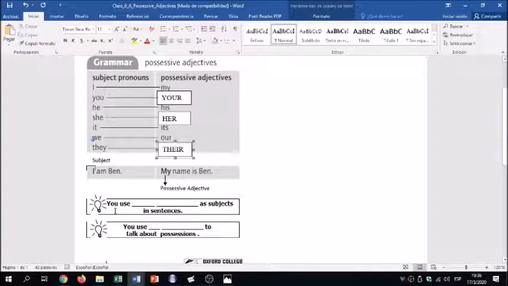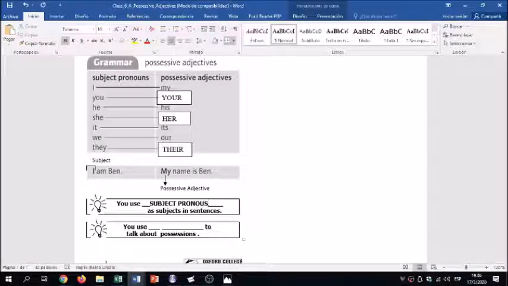Now, here we have two sentences that we have to complete. The first sentence says, you use, y tienen dos espacios para completar, as subjects in sentences. So, what do we use, qué usamos, como el sujeto de la oración? Very good. We use subject pronouns. So, we use subject pronouns as subjects in sentences. Now, what do we use to talk about possessions? ¿Qué usamos para hablar de posesiones? Por ejemplo, my phone, your phone, his phone. Very good. We use possessive adjectives.